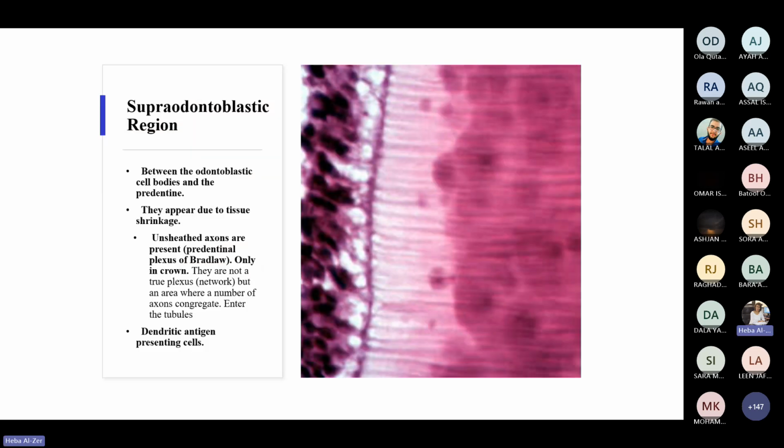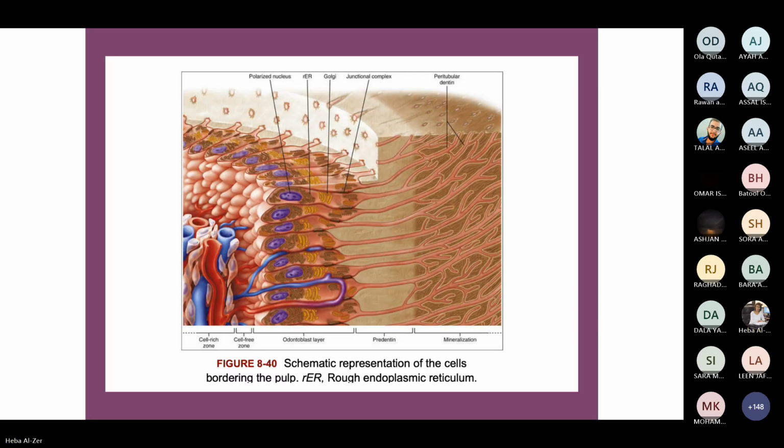This is a really high magnification, which shows the odontoblastic layer and this area of the supraodontoblastic layer between the odontoblasts and the predentine. They appear because sometimes when we prepare the section, a little bit of shrinkage happens. In this area, we find unmyelinated axons, the ones that I showed you just a minute ago, and we find dendritic antigen-presenting cells, processes, or cells sometimes. And these are the regions. I like this photo, so I said to myself, maybe we have to show it to you.